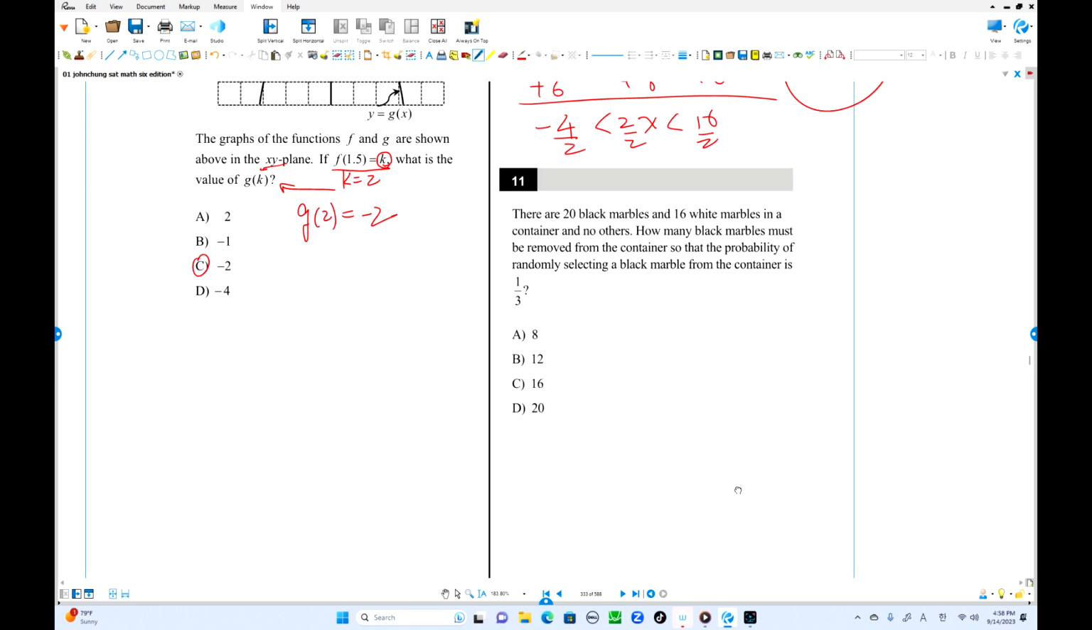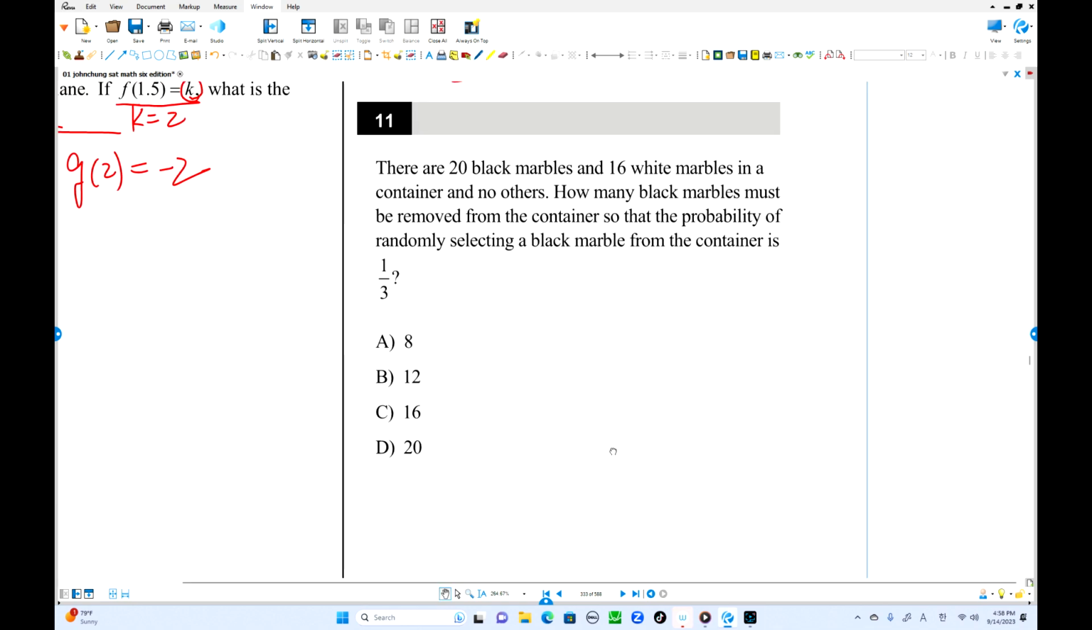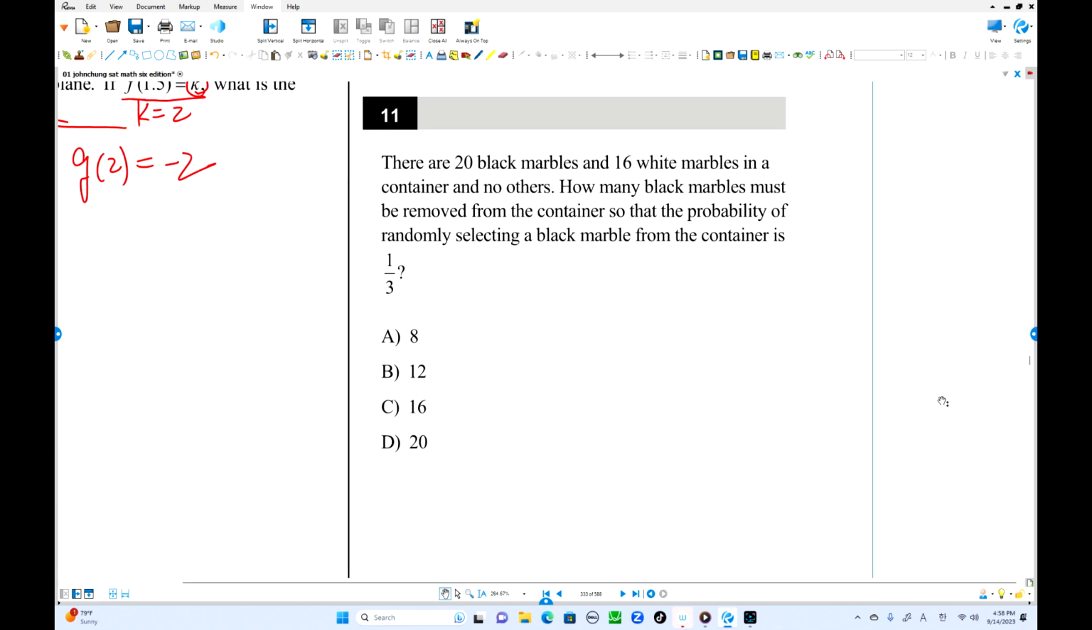Okay, number 11. We have 20 black marbles and 16 white marbles in a container, nothing else. So how many black marbles must be taken out? Only black marbles must be taken out, not white marbles. Say x black marbles are taken out. So how many black are there? 20 minus x. How many white are there? Still 16. That is the total number of black and white after taking x black marbles out.